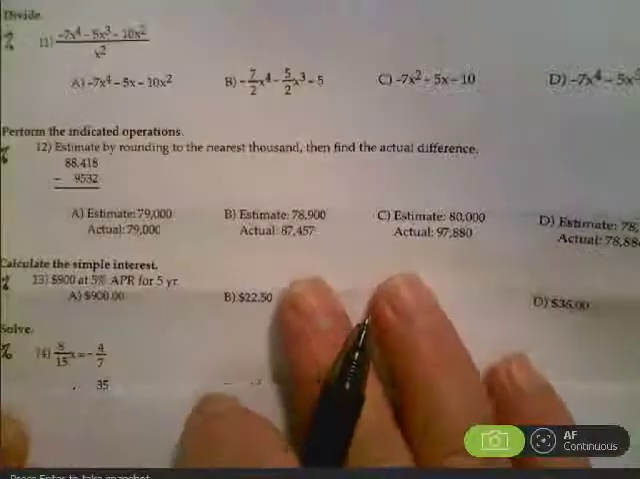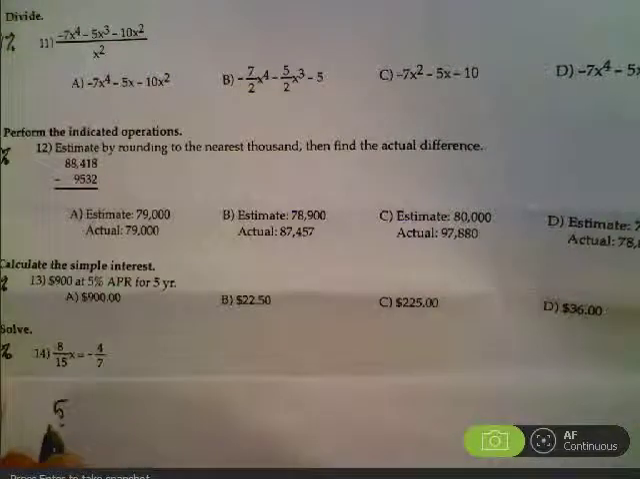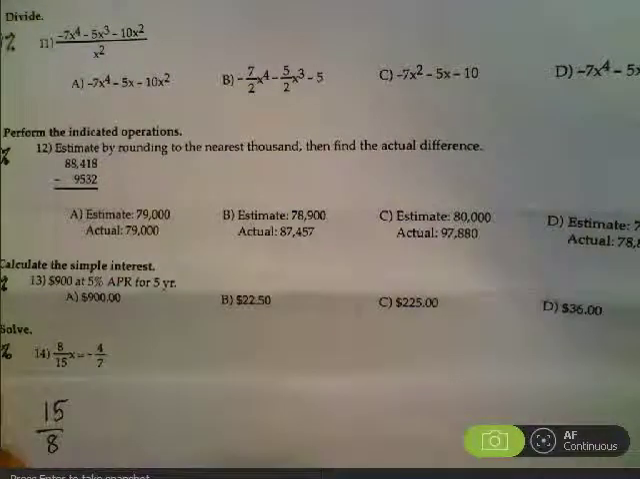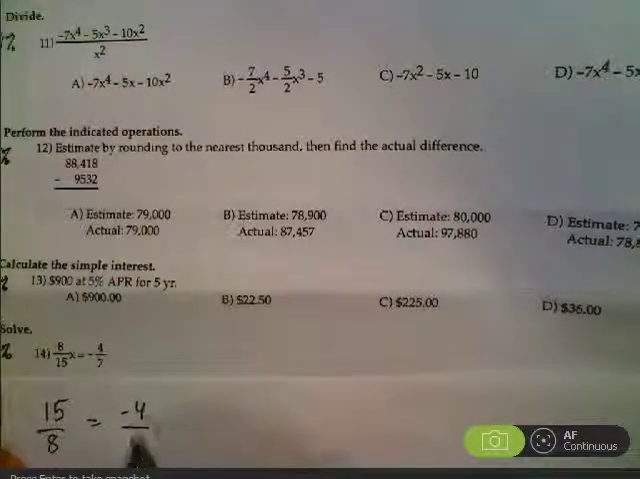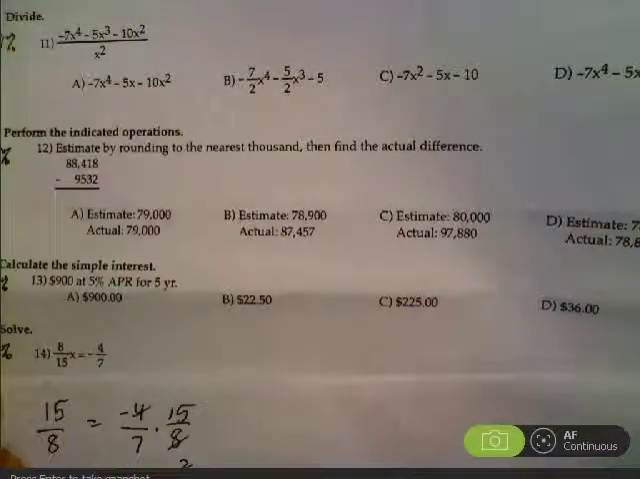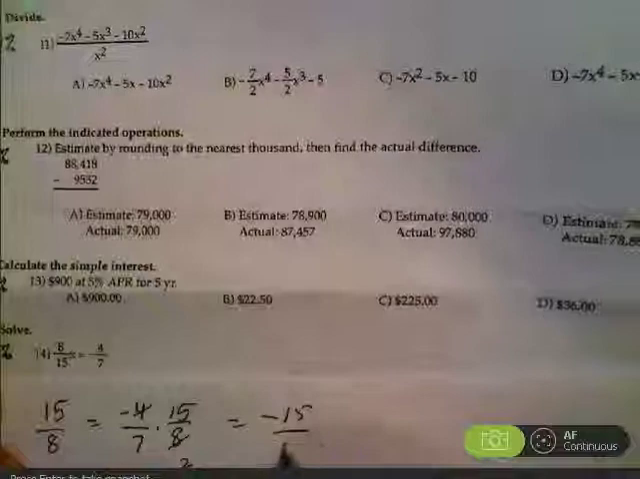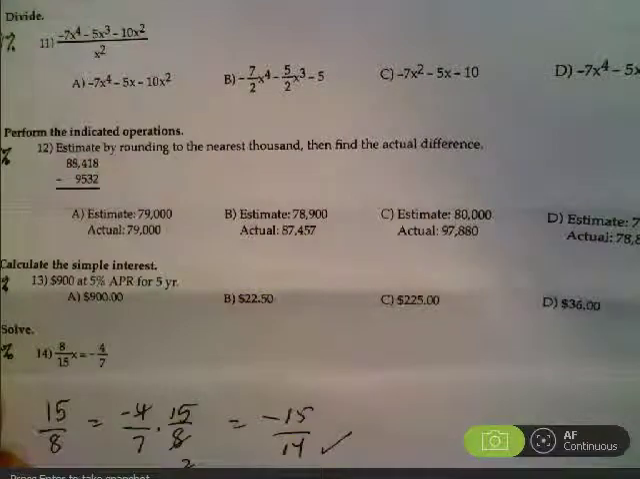In regards to this problem, let's not forget that we're solving for x. So if we were to multiply by 15 over 8, 15 over 8 would make 1 here, so that would be minus 4 over 7 times 15 over 8, but the 4 and the 8 reduce, and notice that you get minus 15 fourteenths relatively easily. So if you're comfortable with multiplying by the reciprocal, that's a nice thing to do on that problem. And 25%.